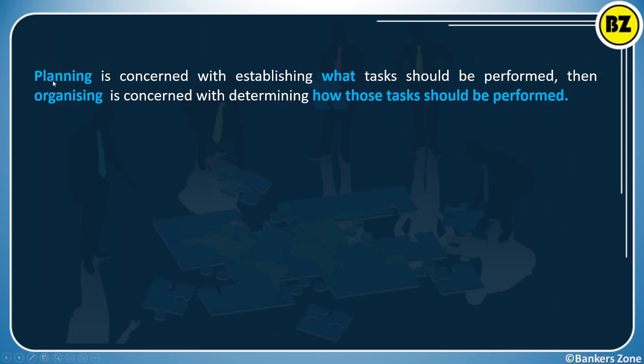Now see, planning is concerned with establishing what task is to be performed, and organizing is concerned with how this task should be performed, right? So again, planning refers to what to do, and organizing refers to how to do. Got it? So the two differences you have to understand. Planning means what? You do the plan.